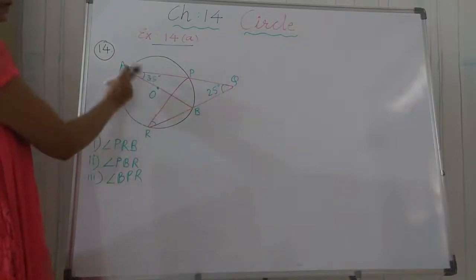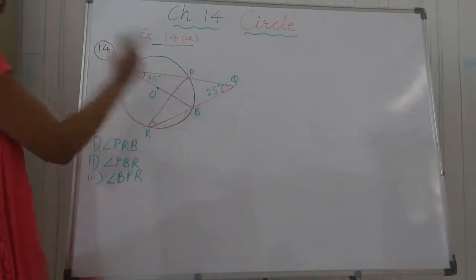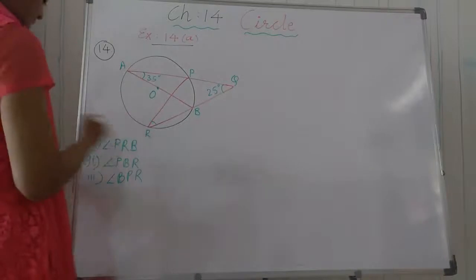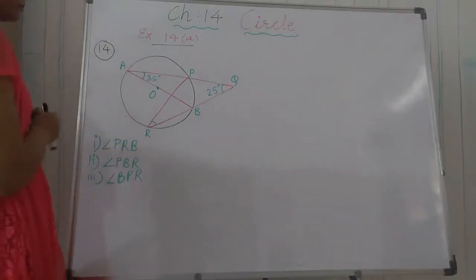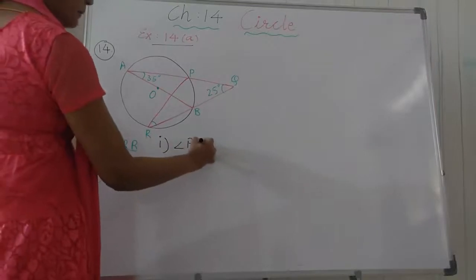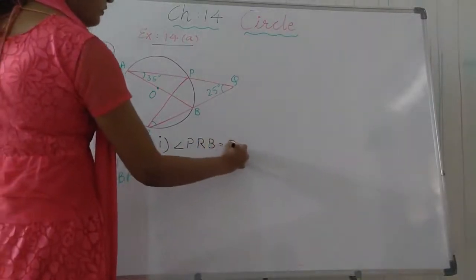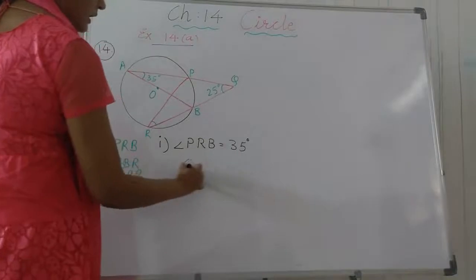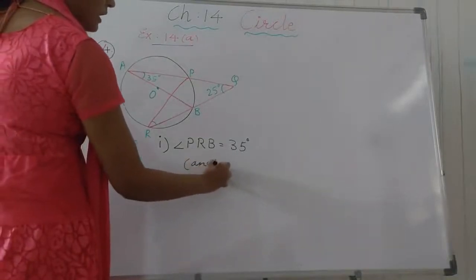These two are angles from the same arc PB. So I write here first answer as angle PRB is equal to 35 degree. How? Because angles on the same arc.